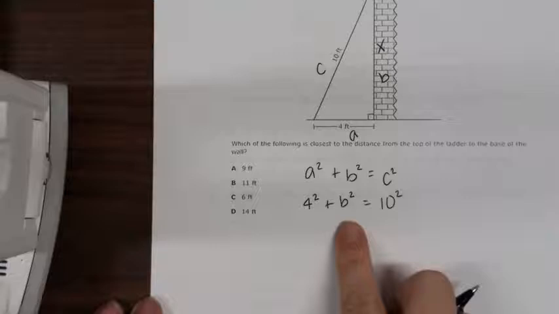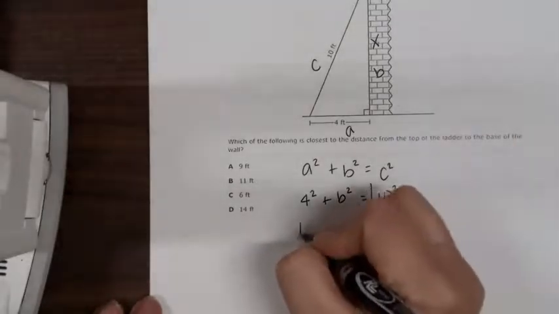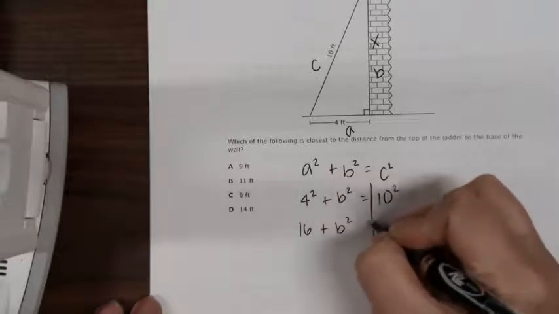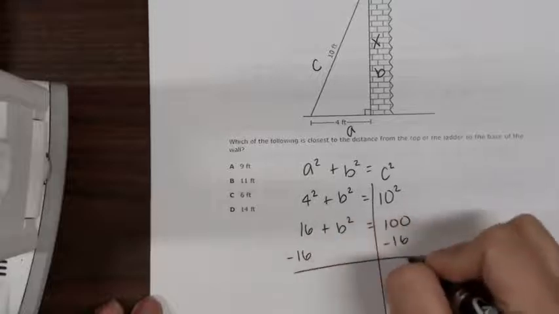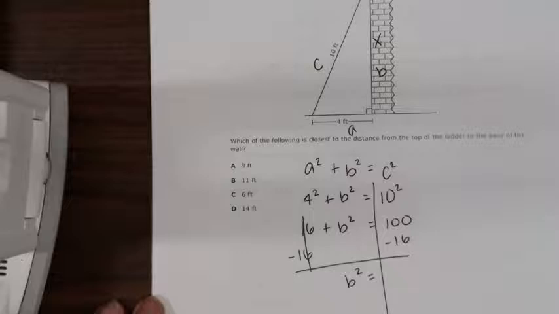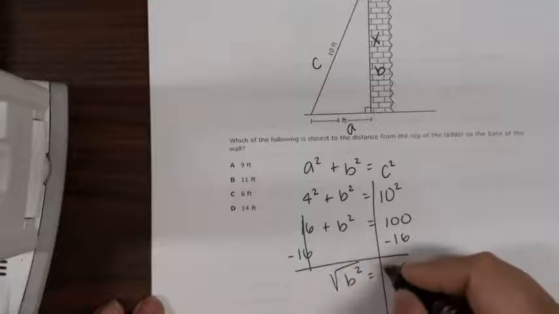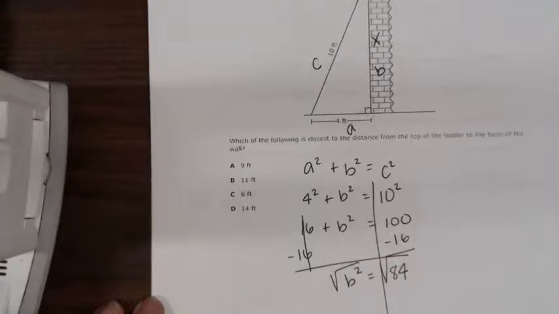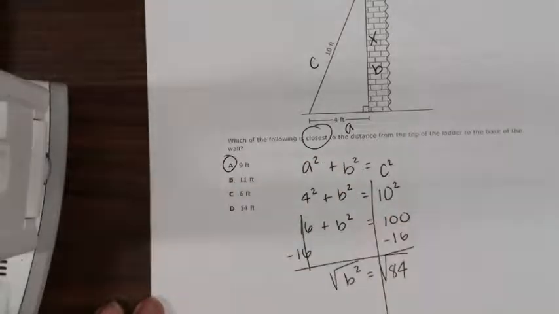Okay, so now we're trying to solve for b and get b by itself. So we're going to solve this like an equation. 4 squared is 16, so 16 plus b squared equals 100. Then we subtract 16 from both sides. I'm left with b squared equals 100 minus 16, which is going to be 84. Then our last step is we take the square root of both sides, which is going to be b equal to 9.16, which is closest to A, 9.